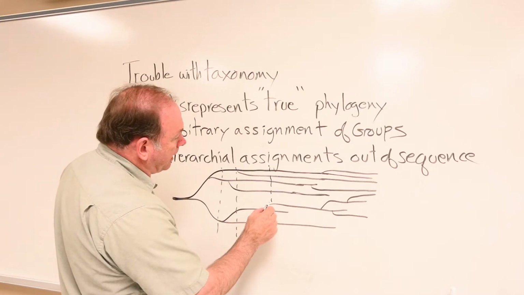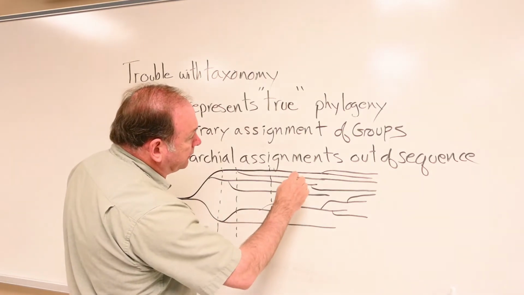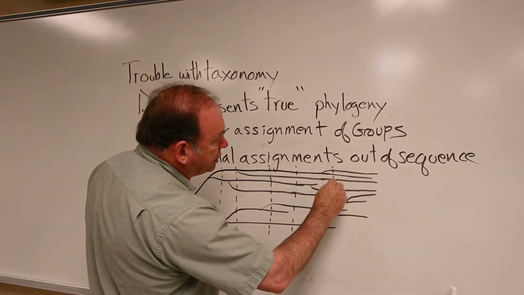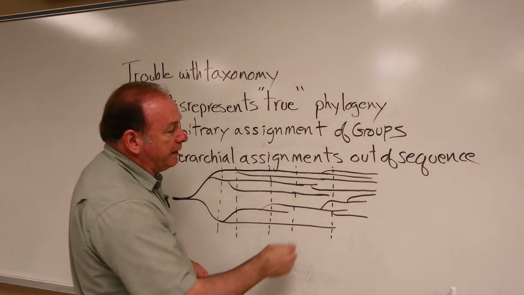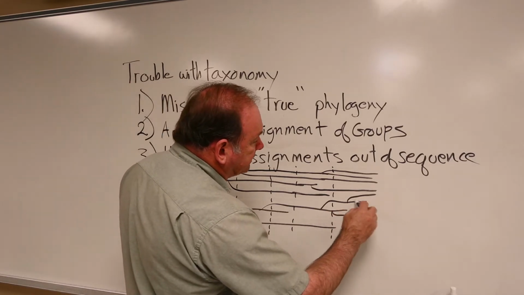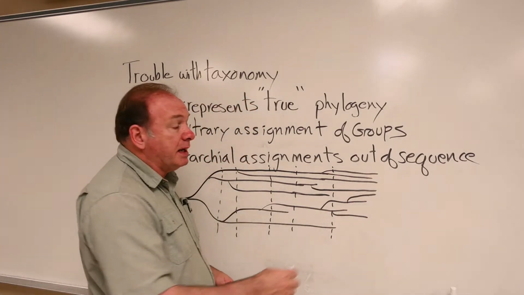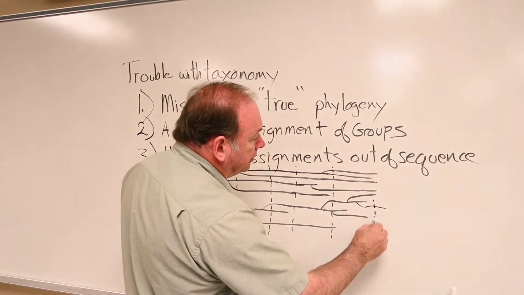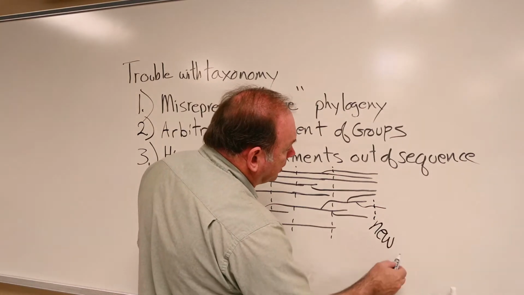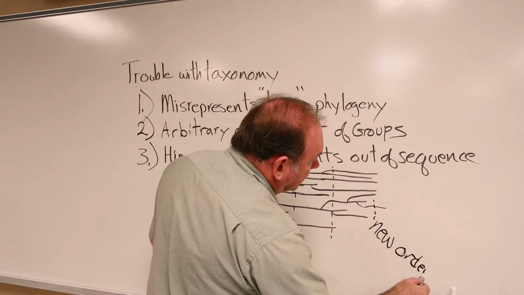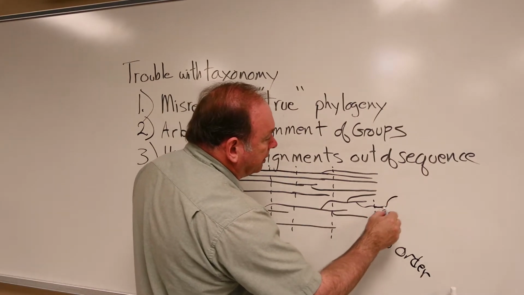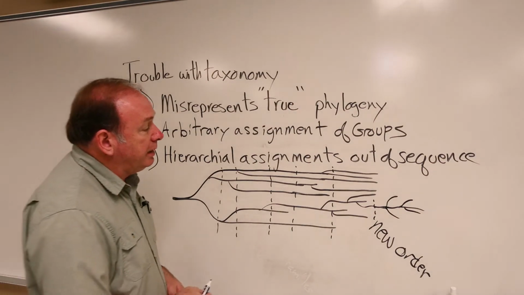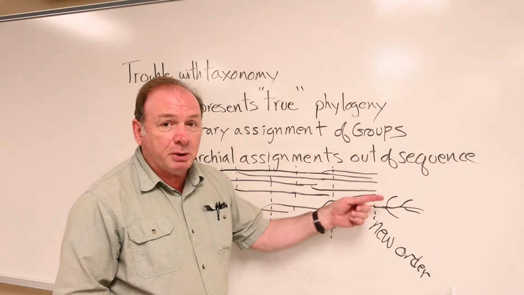Then we have families beyond that. Then we have the genus level somewhere in here, and then we have different species, and then somewhere out of one of these species down here at the end of this chart, we get another group to come out. Let's say it's a new order. A new group comes out here, and a whole new taxonomy of a new order develops out here. But you're saying, but wasn't that just a species a minute ago?